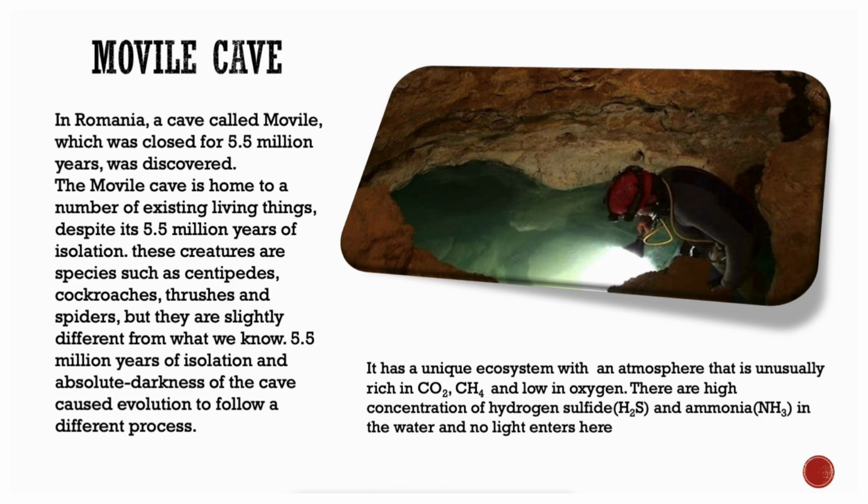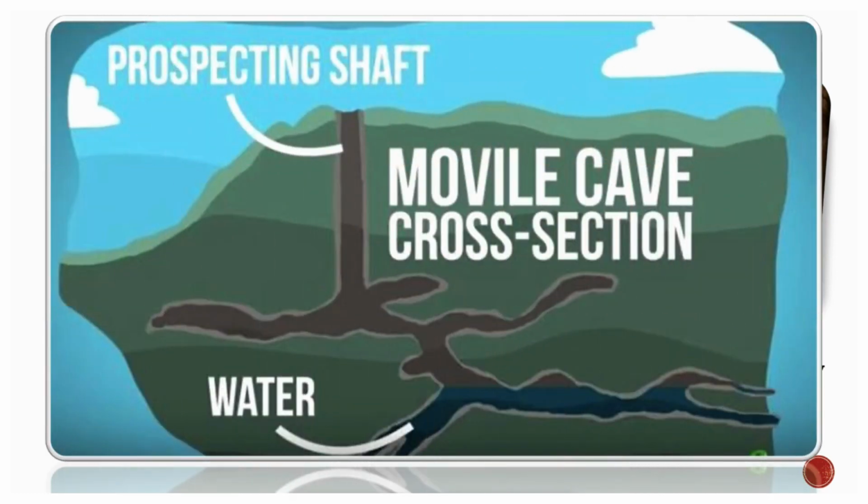Movile Cave is home to a number of living things that we have never seen anywhere before. It has a unique ecosystem. The atmosphere is rich with carbon dioxide and methane, and low in oxygen. There is a high concentration of hydrogen sulfide and ammonia in the water, and no light enters here. This is the cross section of Movile Cave.